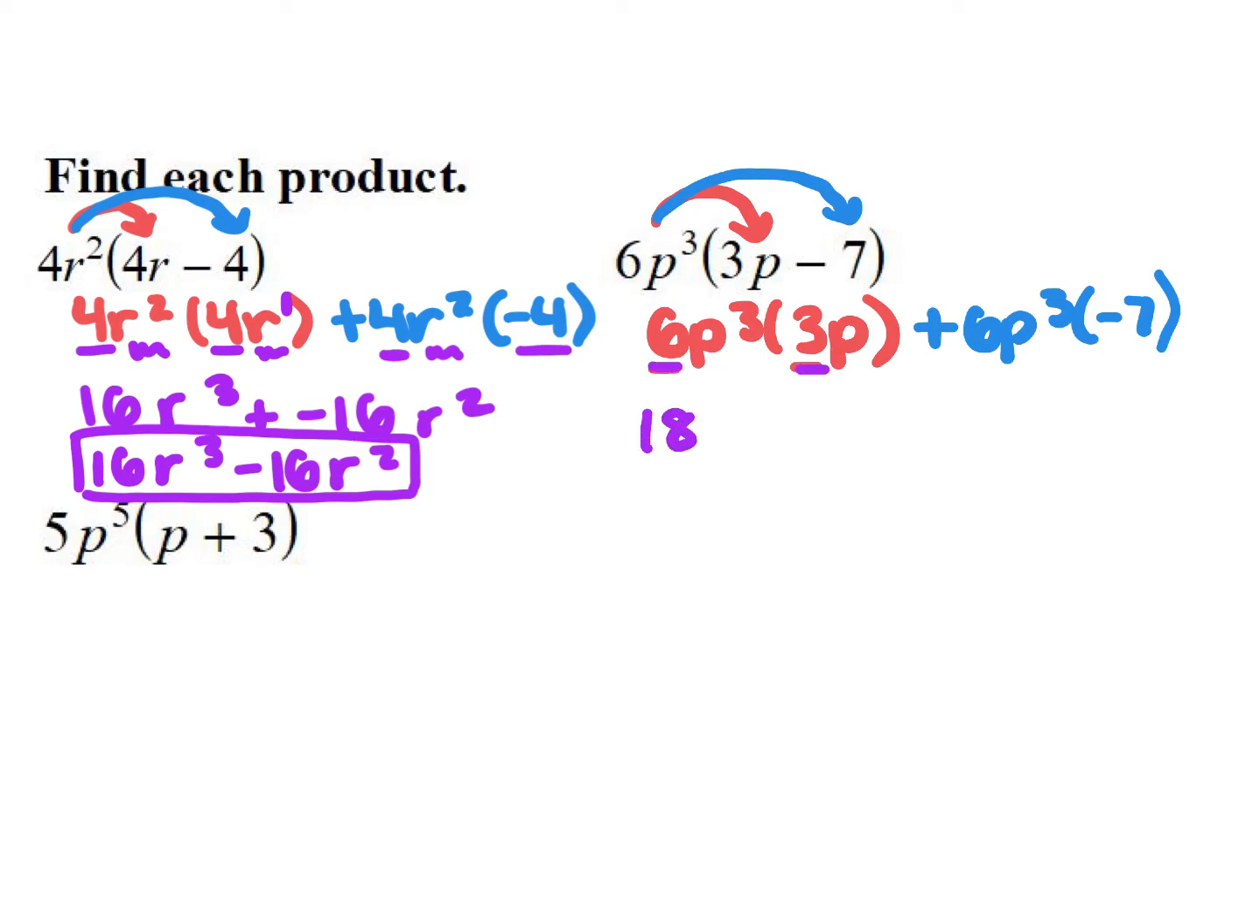And we know that p to the third times this 1p, which is p to the first, the 3 and 1p combined become 4p's. So it's 18p to the fourth.